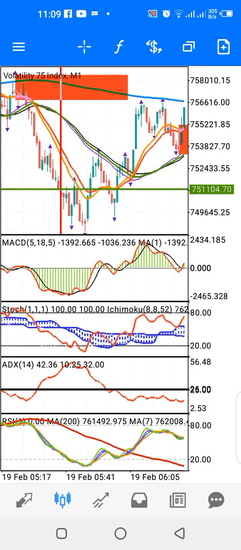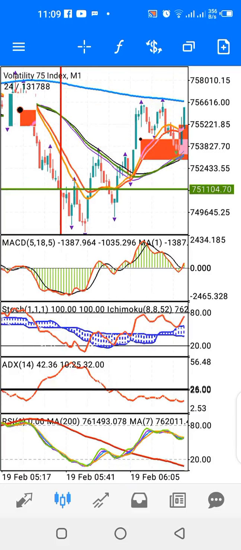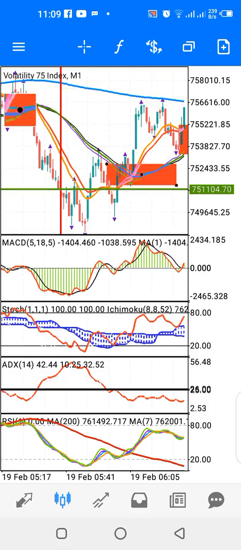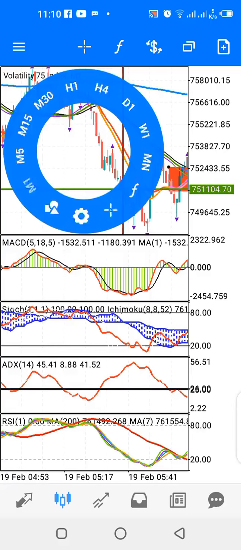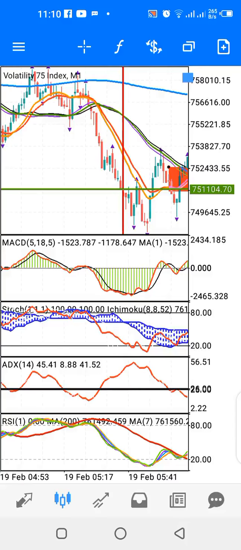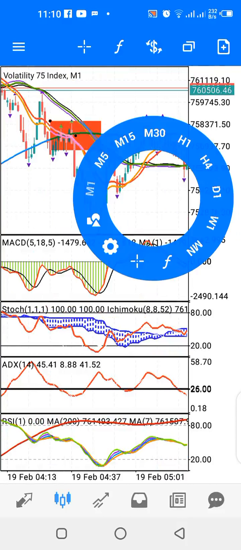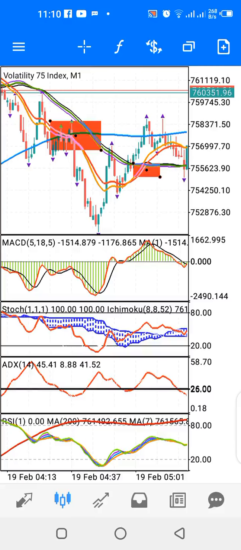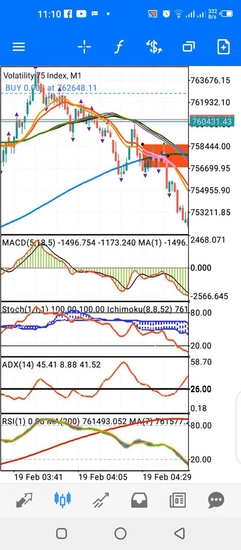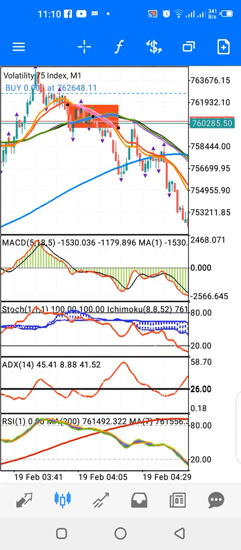But for signals, obviously, when the red and the orange lines cross above the black, blue, purple and green lines, like you have around here, that's your buy signal. And cross down, your sell signal. Cross up, buy signal. Cross down, like you have a cross down here, sell signal.